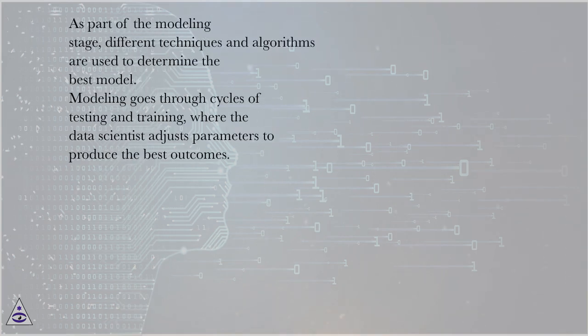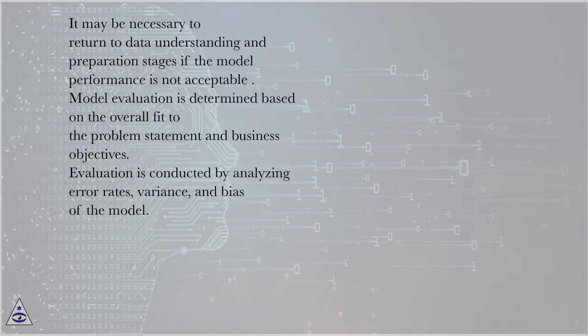As part of the modeling stage, different techniques and algorithms are used to determine the best model. Modeling goes through cycles of testing and training, where the data scientist adjusts parameters to produce the best outcomes. It may be necessary to return to data understanding and preparation stages if the model performance is not acceptable.